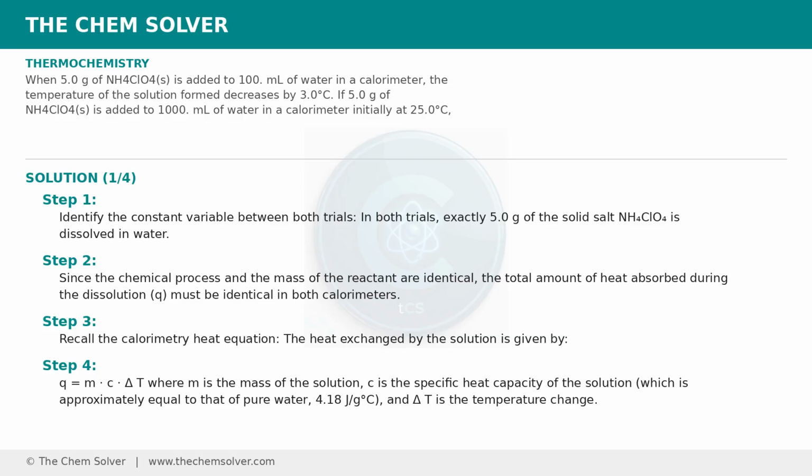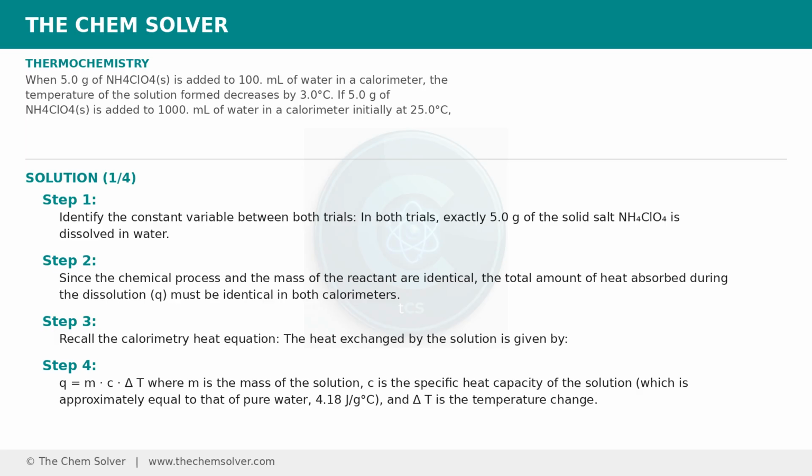Identify the constant variable between both trials. In both trials, exactly 5.0 grams of the solid solvent H4ClO4 is dissolved in water. Since the chemical process and the mass of the reactant are identical, the total amount of heat absorbed during the dissolution, Q, must be identical in both calorimeters.